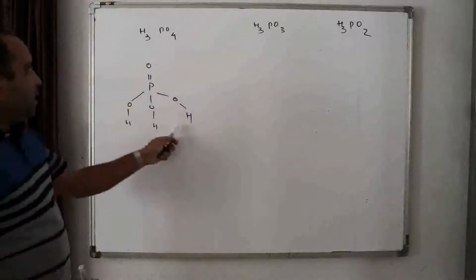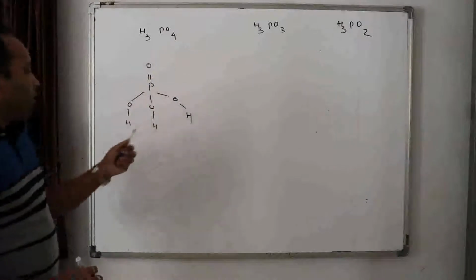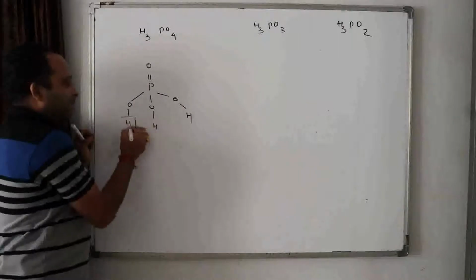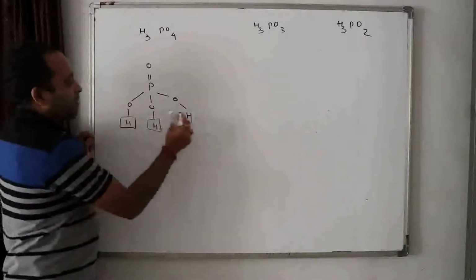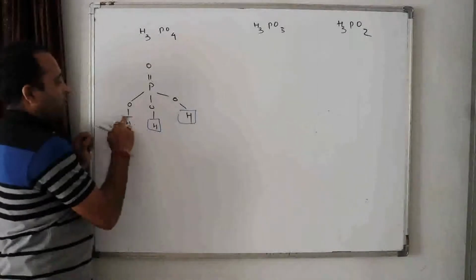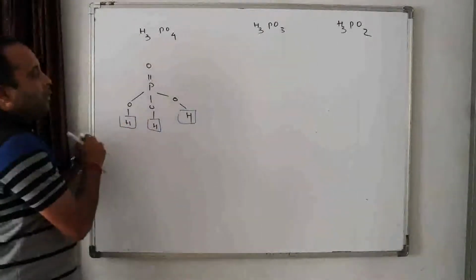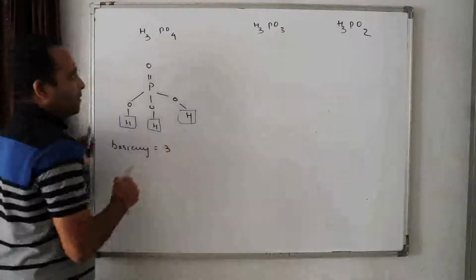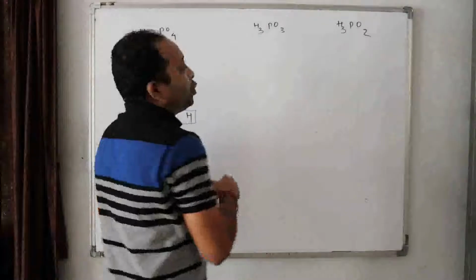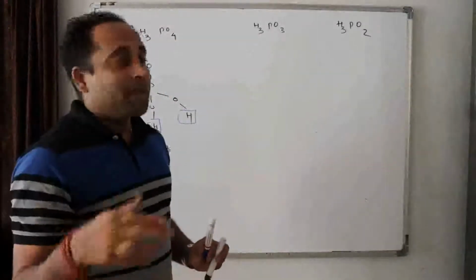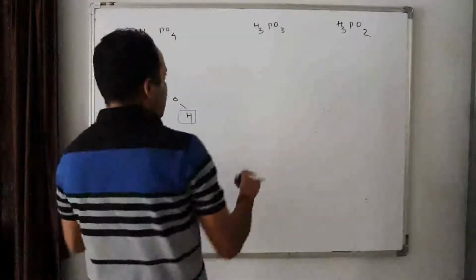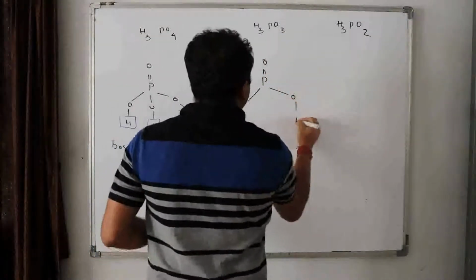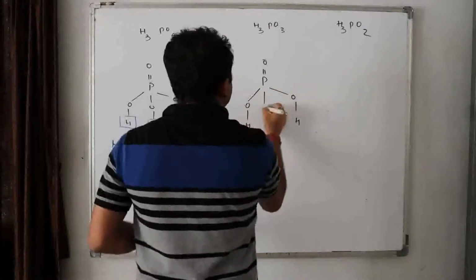See, H3PO4. Now, the hydrogens that are connected to the oxygens are replaceable. That means I can replace these hydrogens. Okay. So here, what is the basicity? 3. Now this is also having 3 hydrogen. Don't jump up and say that is 3 hydrogen, so it will have basicity 3. No. See the structure. P double bond O, O, H, O, H, H.